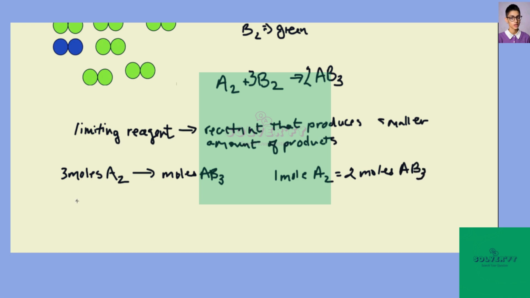So if I have 3 moles A2, I'll produce a 2-to-1 ratio, or 6 moles of product.